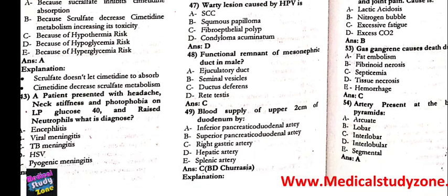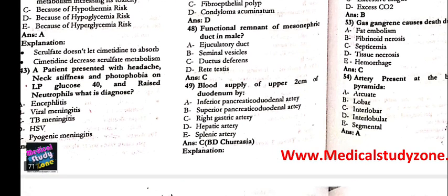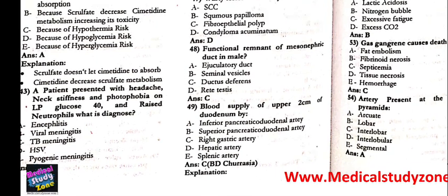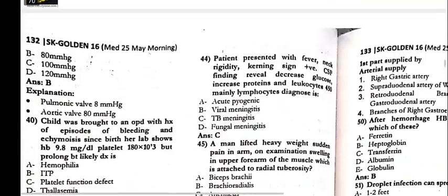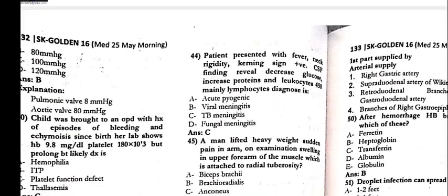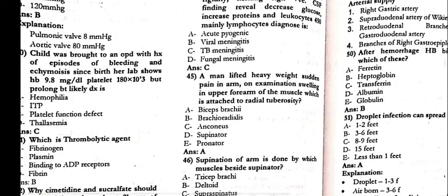43, the patient presented with headache, neck stiffness and photophobia. On LP, glucose is 40, raised neutrophils. The diagnosis would be pyogenic meningitis, as the neutrophils are mentioned. Next, question number 44. The patient presented with fever, neck rigidity, Kernig sign positive, CSF findings reveal decreased glucose, increased proteins, and leukocytes 450, mainly lymphocytes. The diagnosis would be tuberculous meningitis.